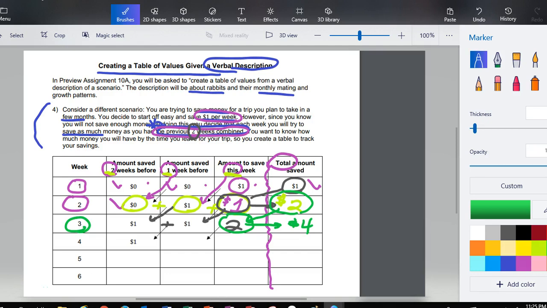Again, shift over 1 week to now become the second week because we're now in week 4. This week becomes last week, which is $2. And so what am I going to save this week? I'm going to save $3. And if I'm going to save $3, oh, let's get another color. I had $4 from last week, put it with $3 from this week. And so for week 4, the total amount I have saved is $7.